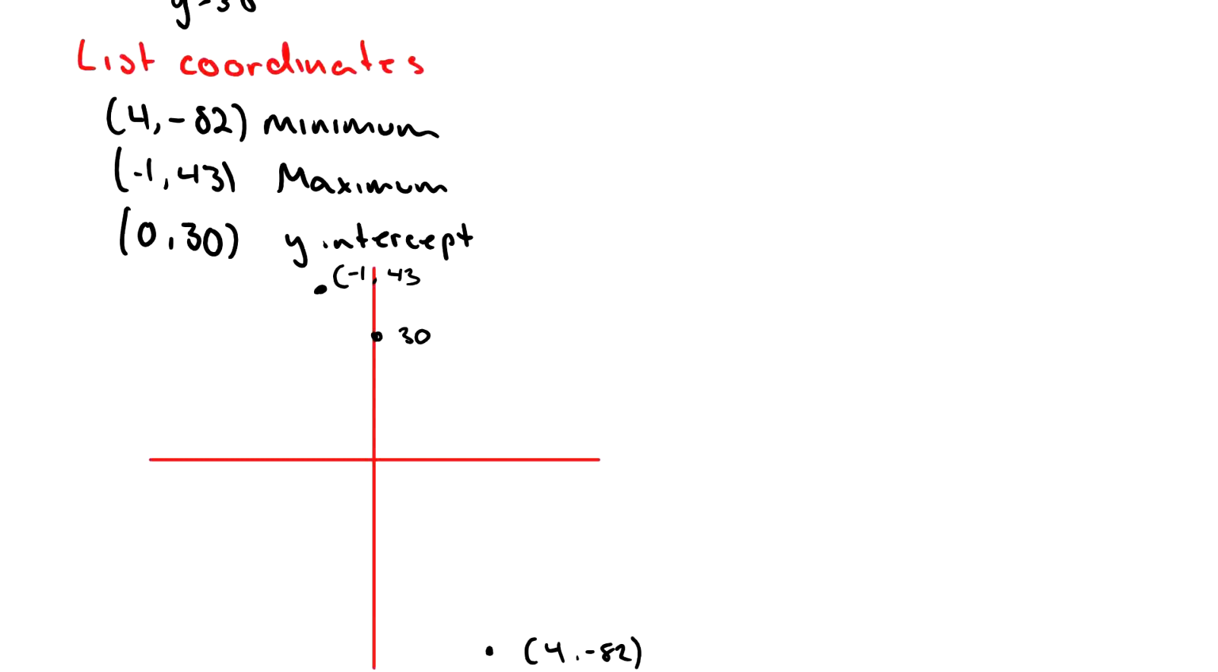Now, the top one here at minus 1, 43, that was a maximum, so we know it's going to look something like this, and it has to go through there. We had a minimum turning point down here, so it should look something like that. And then we need to join these points. And then we got our sketch there.